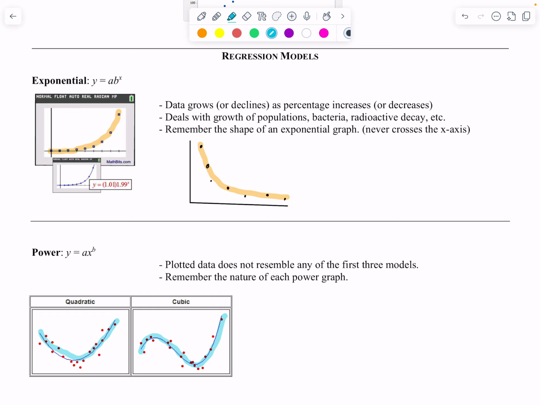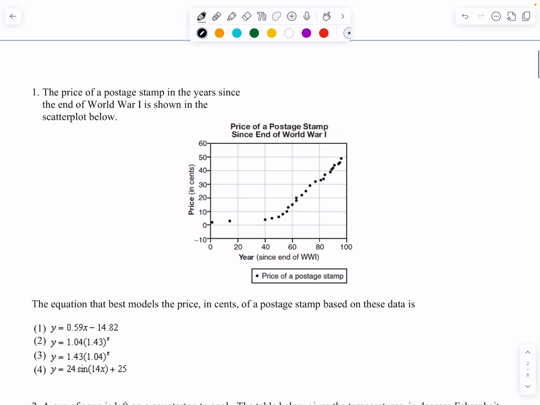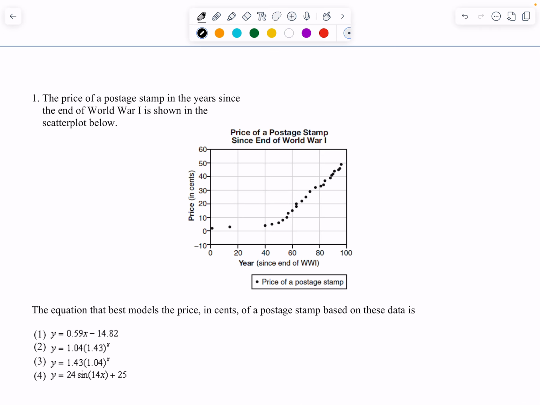So this would be told to you in the problem, that you're trying to calculate either an exponential or power regression model, and then we're going to show you how to apply that in the problems given. So for question number 1, what I'd like you to do is first just take a moment to read it. This scatter plot is representing the price of a postage stamp in the years since the end of World War I. So it's giving us years since the end of World War I on our x-axis and the price in cents on our y-axis.